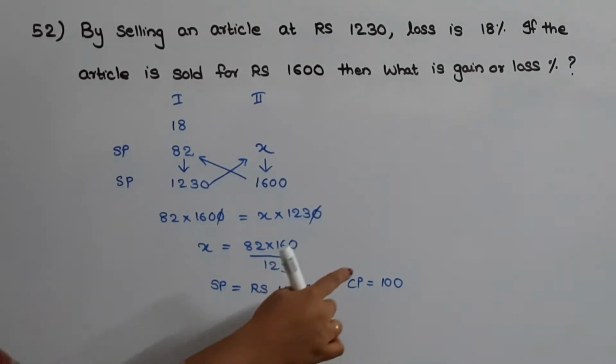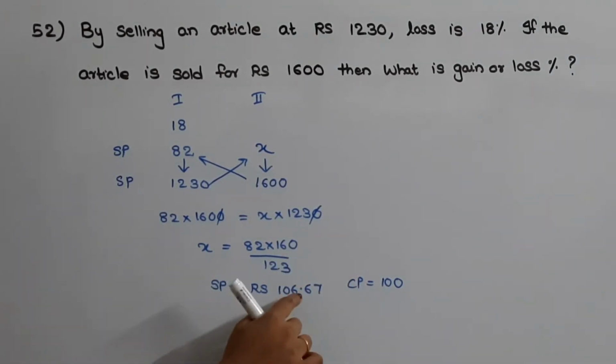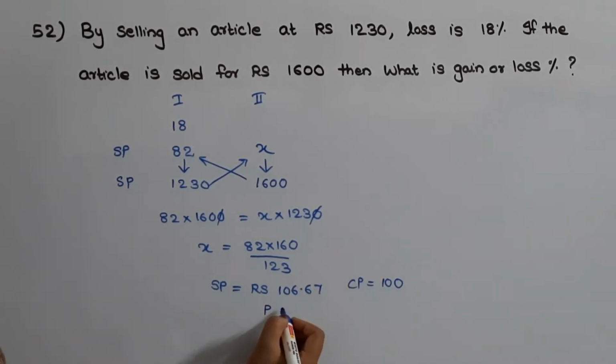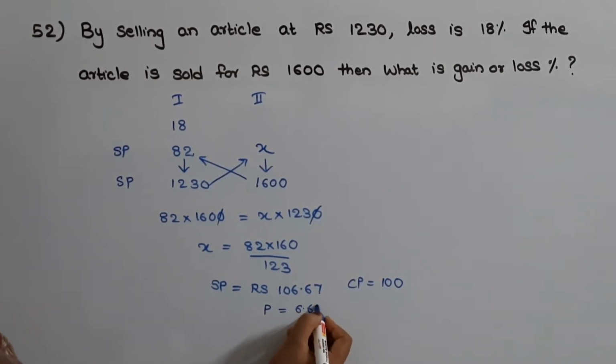Okay. Then what will be the profit? Profit will be equal to 106.67 minus 100, that is 6.67.